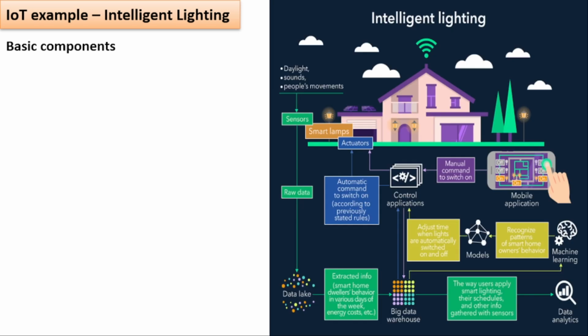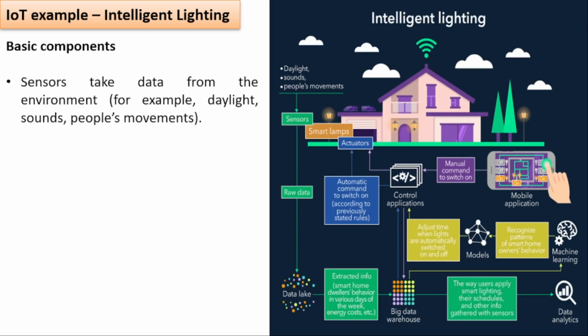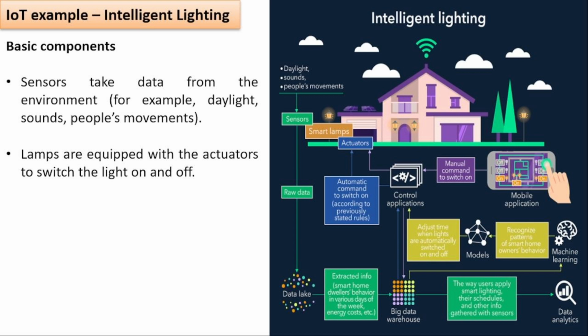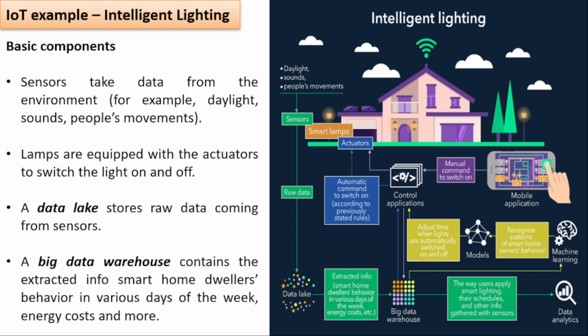Consider the scenario of intelligent lighting as an example. Its fundamental elements encompass sensors that gather environmental data, such as daylight levels, sounds, and human movements. Lamps are furnished with actuators responsible for toggling the light on and off. Raw data from these sensors is stored in a data lake, while a comprehensive repository, the Big Data Warehouse, houses refined information pertaining to residents' smart home activities across different days of the week, energy consumption, and additional relevant data.